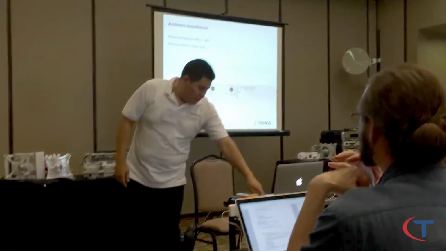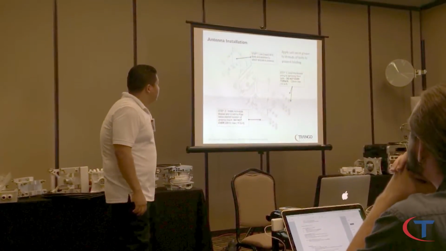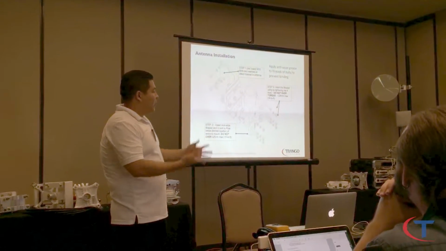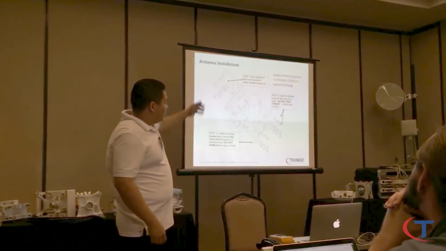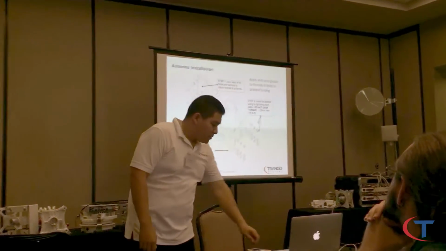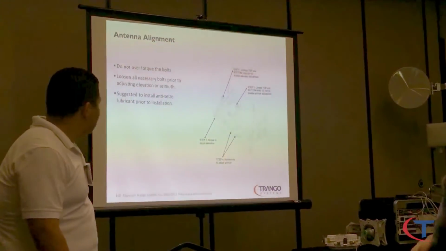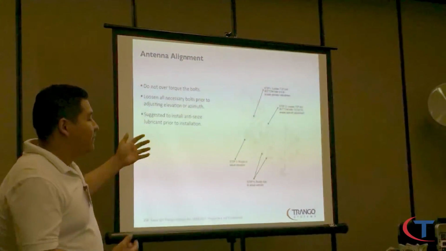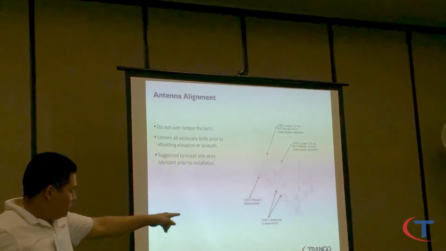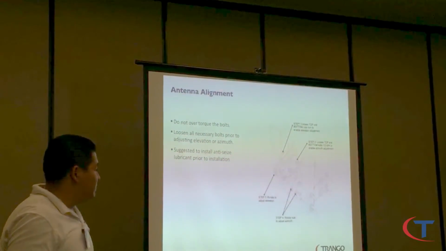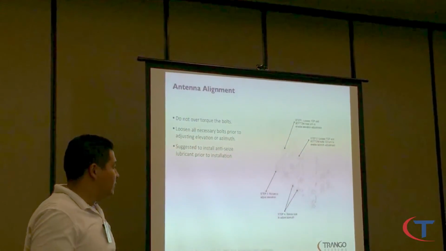Right, so moving on. Antenna installation, you first put the bracket, and then you can actually mount the antenna to the dish. We covered before the fine-tune adjustment bolts. This one here, the bottom was for the azimuth, and the top is for the elevation.